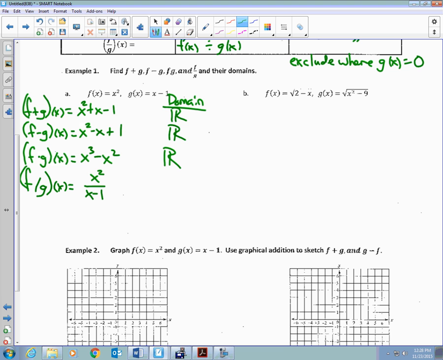But division is different. We have to look where g of x is equal to 0. Where is x minus 1 equal to 0? At an x value of 1. So therefore, we would say x not equal to 1, or you could write from negative infinity to 1, union with 1 to infinity. And you can tell, obviously, just by looking at it at this point as well. Right? Okay.